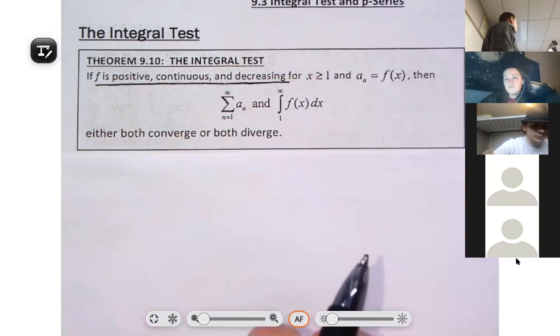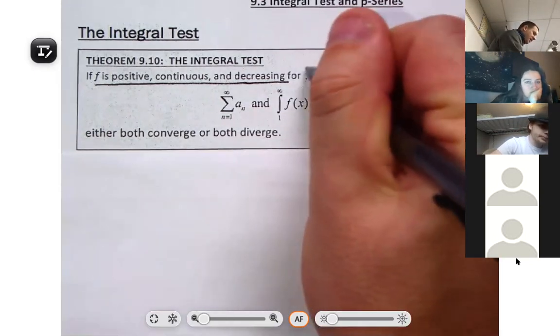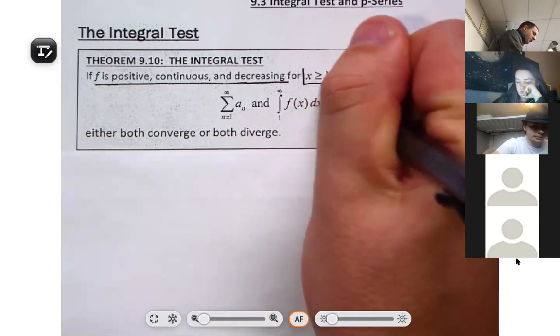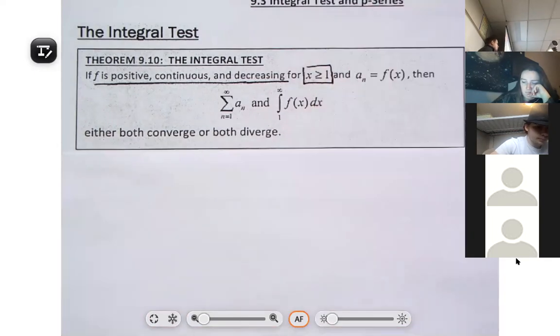here are the three conditions we need to have met in order to use the integral test. In order to even be able to apply the integral test, the function has to be positive. That'd be positive terms. The function has to be continuous, and the function has to be decreasing for some x value. So here's the thing. There's actually some debate between a lot of people. It says these three things have to be true for x greater than or equal to 1. That's not entirely true. These three things just need to be true for some x value and beyond.